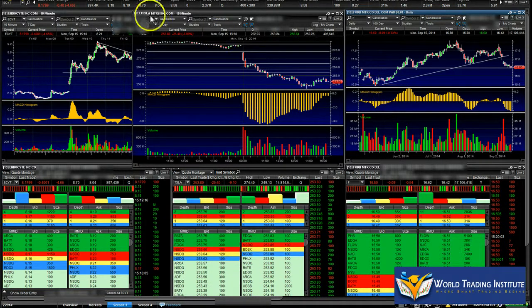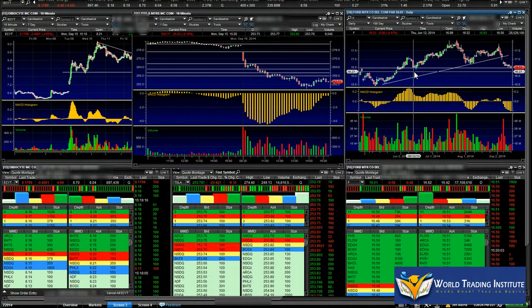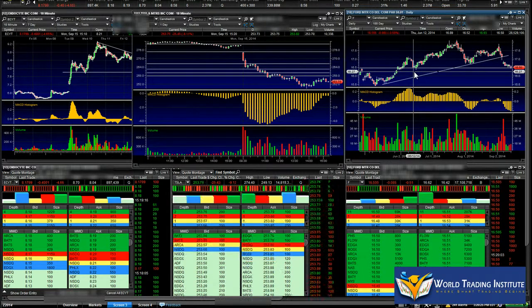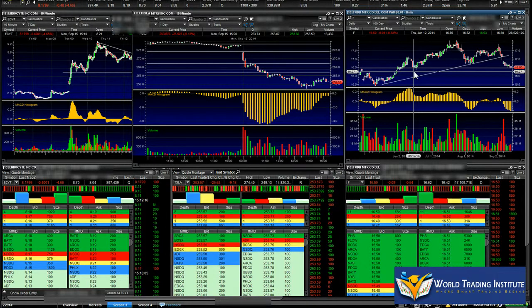For example, Tesla here, showing a bull flag. Now as a trader, you might think, hey, I was short, let me flip my order and go long because this looks like a great day trade. However, it's not a great longer term trade, only a day trade. And this short-term trade can prove us wrong.